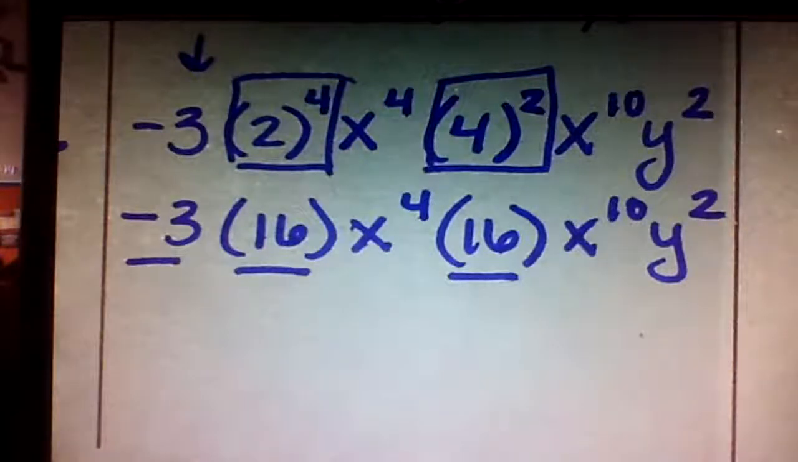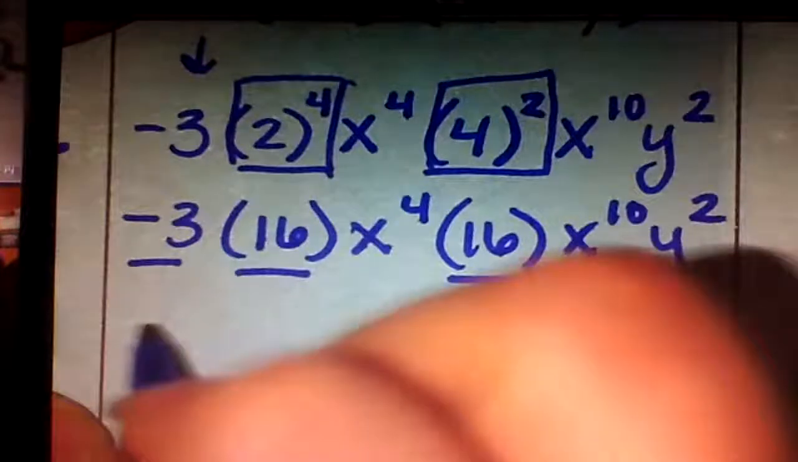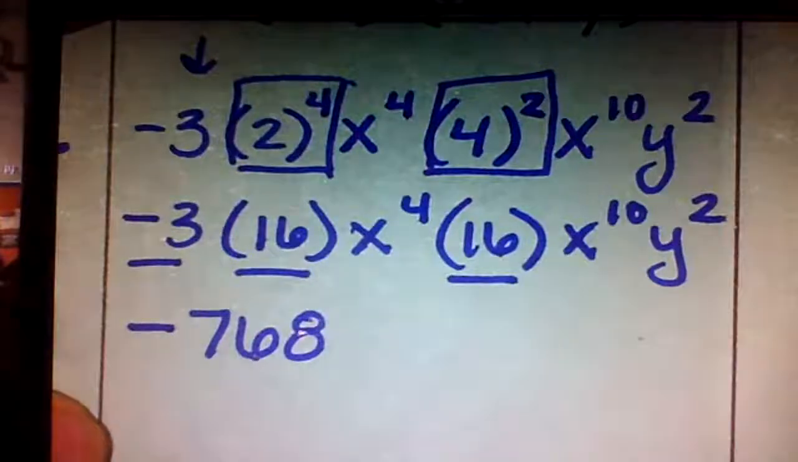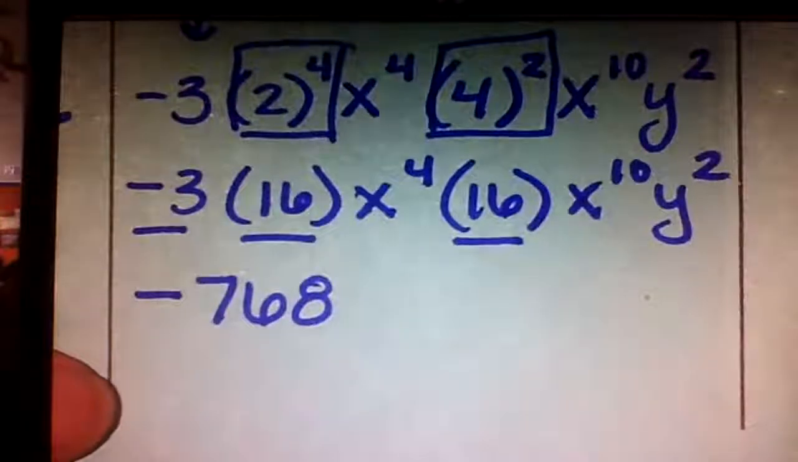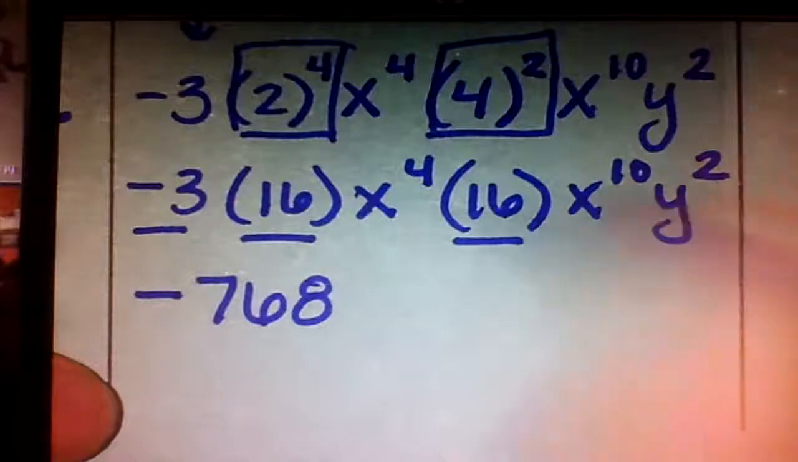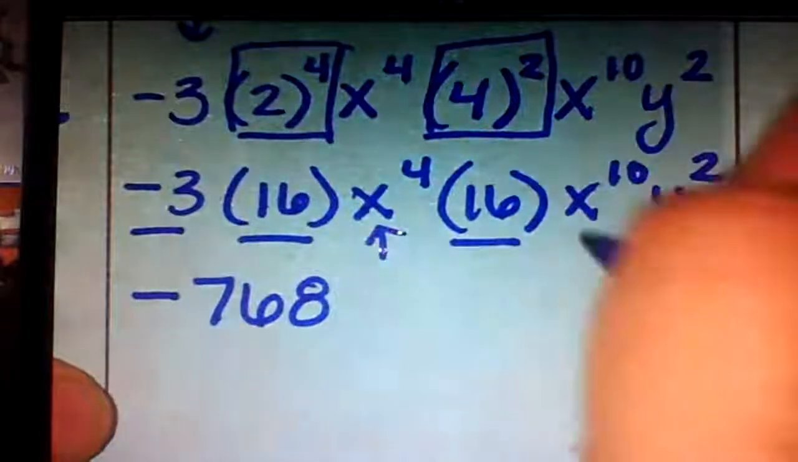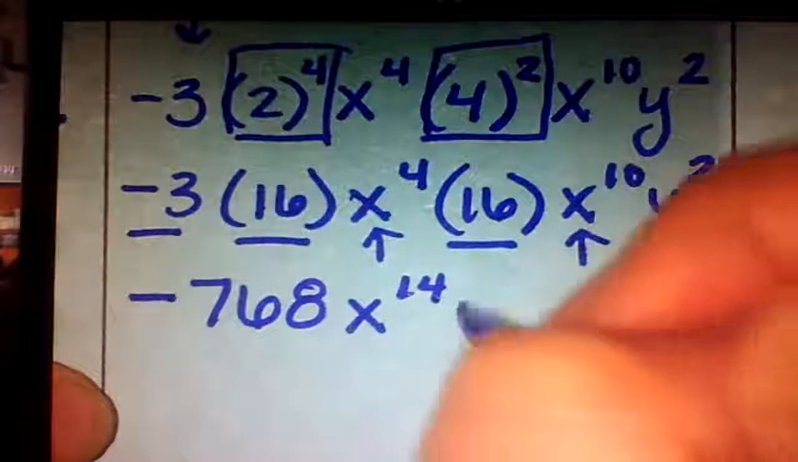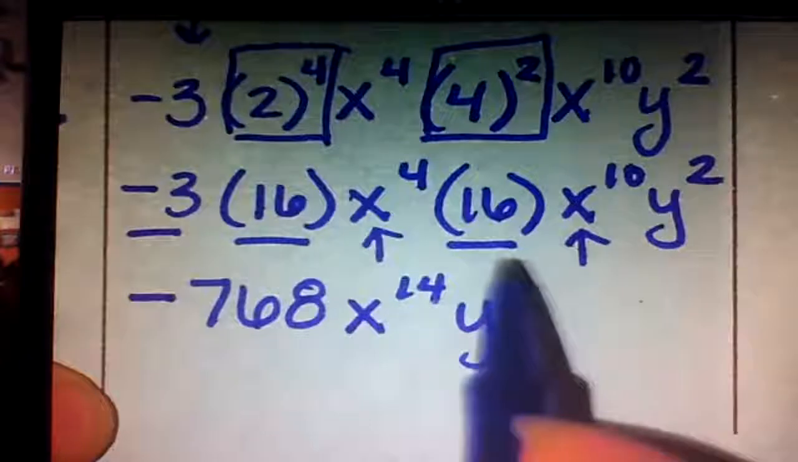I got negative 14,736. Negative. Huh? What? I got negative 768. 768? Yeah. Okay, then I'm wrong. Negative 768. Okay, who said combine your x's then? I said combine like terms. So, x to the 4th and x to the 10th becomes x to the 14th, y to the 2nd.